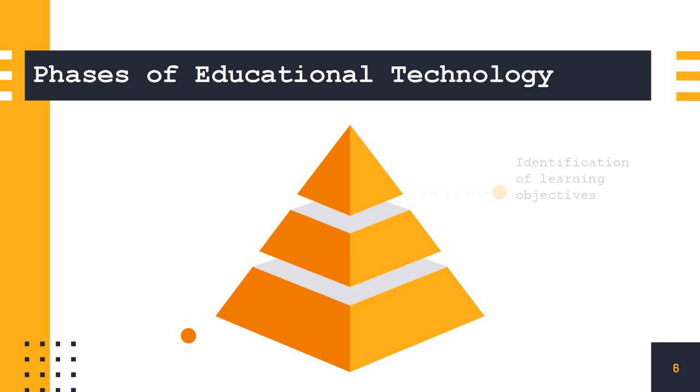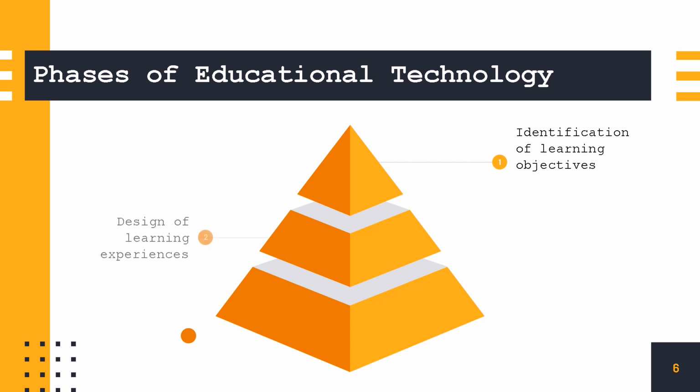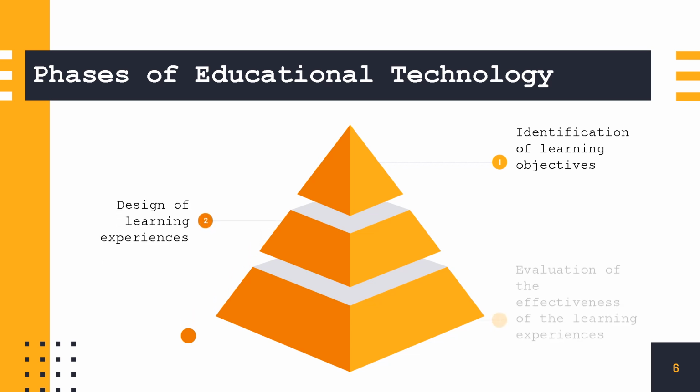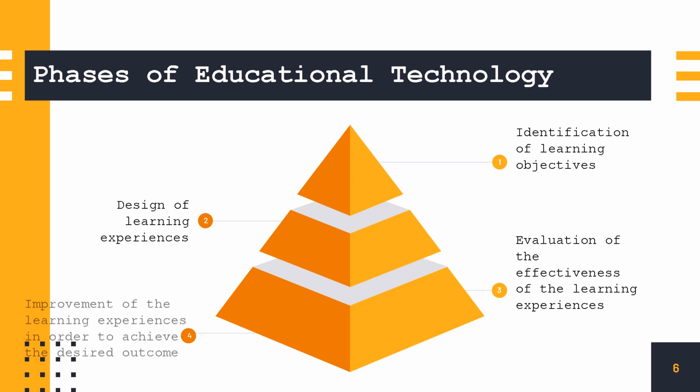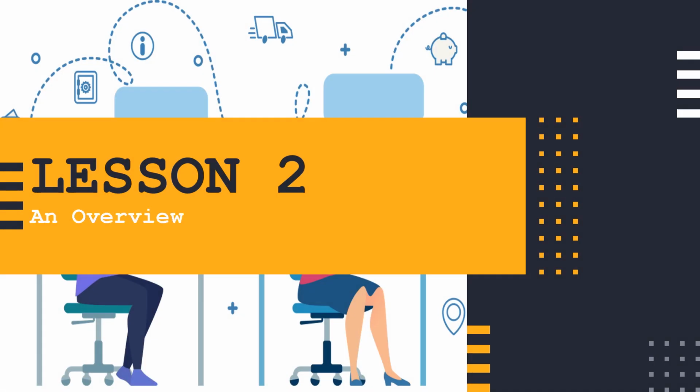The pieces of educational technology: 1. Identification of learning objectives. 2. Design of learning experiences. 3. Evaluation of the effectiveness of the learning experiences. 4. Improvement of the learning experiences in order to achieve the desired outcomes.